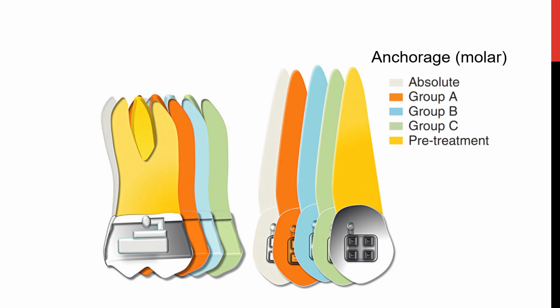This figure shows the outcome of using absolute anchorage, group A, group B, group C anchorage, and compares it to the pre-treatment position of the molar, which is the anchoring unit, and the canine, which is the tooth to be moved. We can see that with group A there is slight movement of the molar, and more movement of the molar in group B and still more in group C. While in absolute anchorage there is no forward movement of the molar at all, while the canine is being retracted more distally.